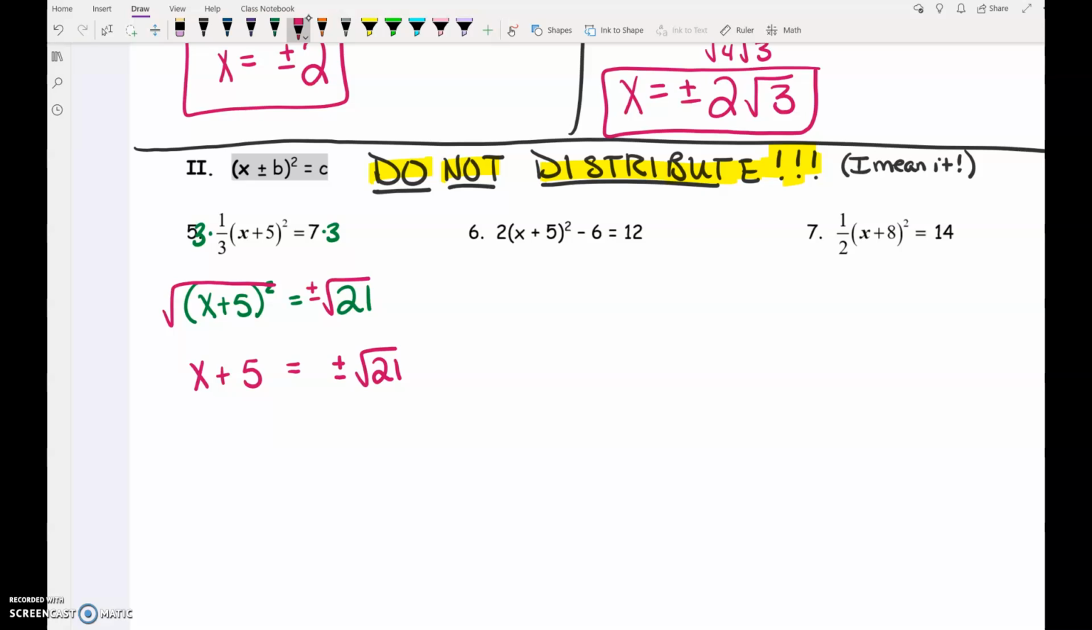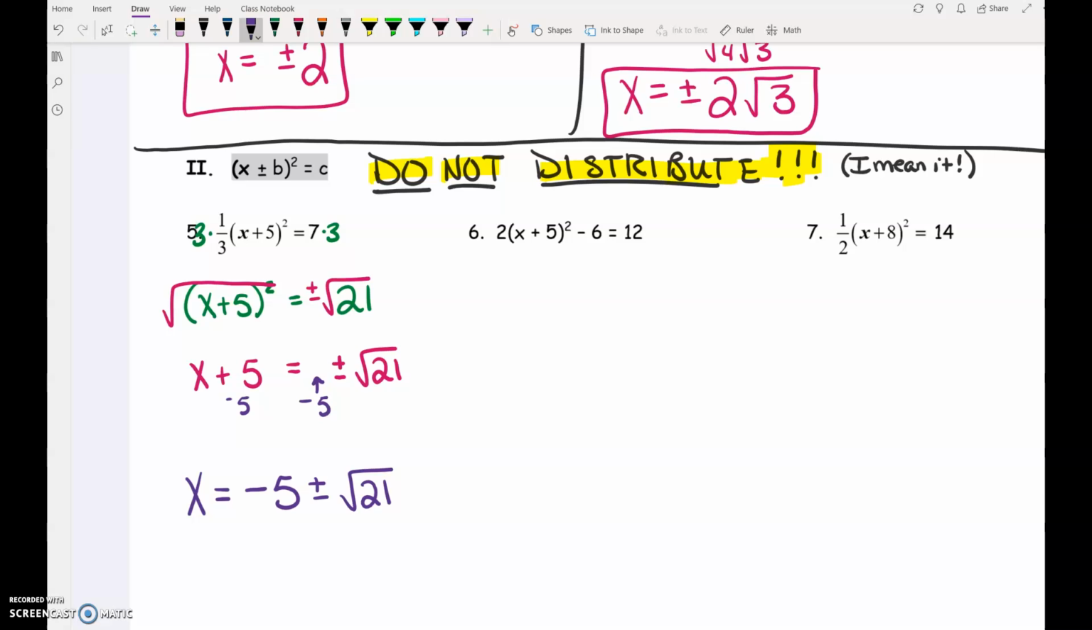Does this look done? How do we get x by itself? Subtract 5. When we subtract 5, we are going to put that negative 5 in front of that plus minus. So x is going to be negative 5 plus or minus the square root of 21.